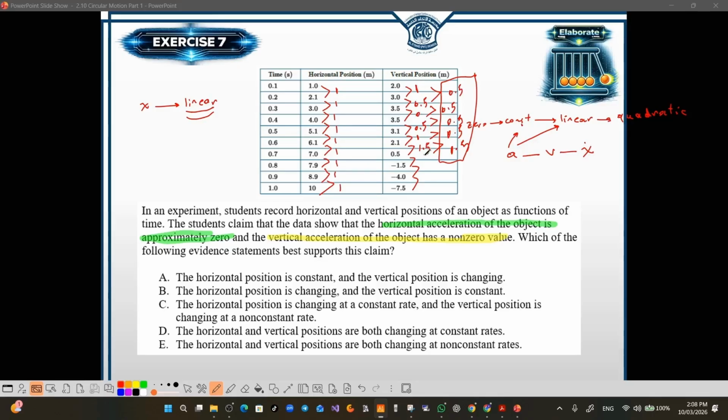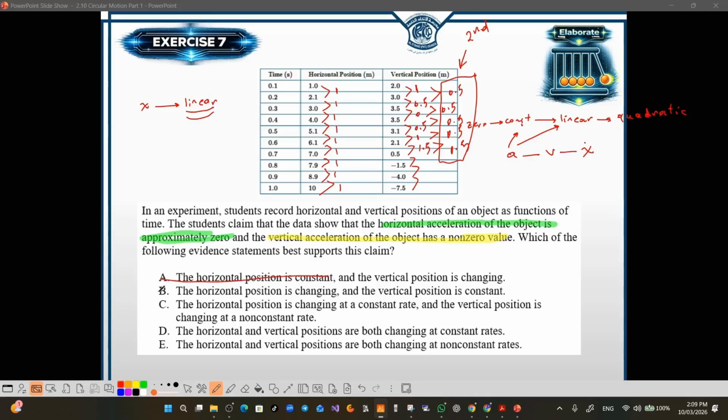If the first difference is not constant, then try to find the second difference. If the second difference is constant, then this is quadratic. If the third difference is constant, then this is cubic, and so on. No need to test the cubic because we have the second difference constant, and this represents a quadratic relationship. So the position is not constant, it's linear, so not A.